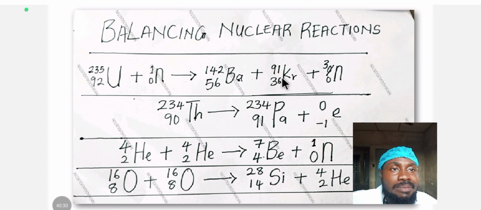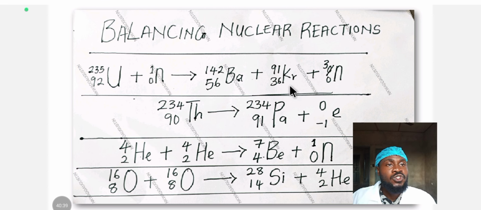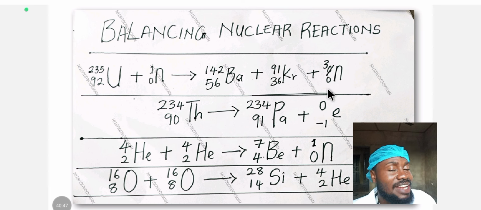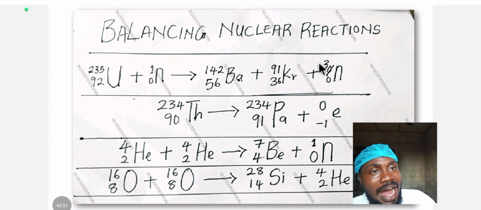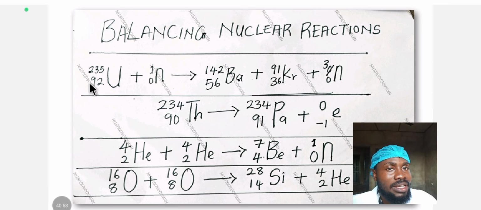Okay, let's now look at the atomic number. 56 plus 36, that will give us what? 92. So the atomic number is balanced. Okay, it balances with this one. So we just have to add 3. That's why we introduce this neutron and added 3 here as mass number, 3 and 0 as atomic number, balancing everything. So if you add all the mass numbers here, it gives you all the mass numbers here. If you add all the atomic numbers here, it gives you the same atomic number here. Simple as that. That's what you are going to do.